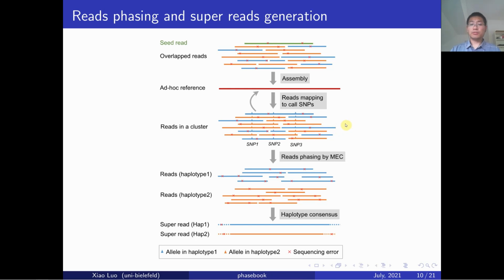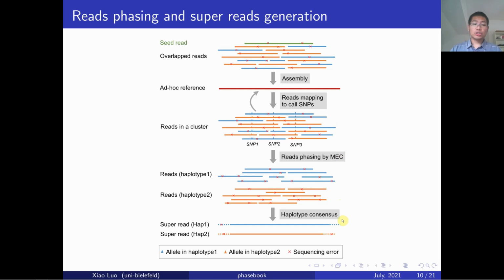Then we phase the reads into two groups by solving the minimum error correction problem. Each read group belongs to one haplotype. Here we use WhatsHap to phase them.